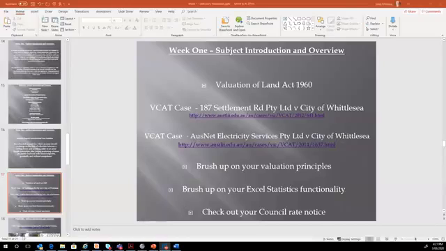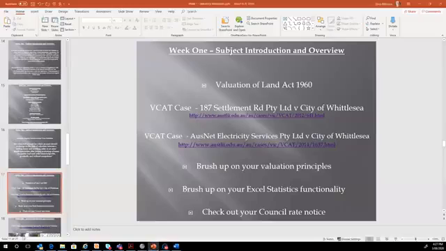As I said, you might not have ever wanted to be particularly interested in looking at your council rate notice. Well, now's an opportunity to have a look at it and see what information's on there, and we'll have a closer look at a rate notice in the next week or two.